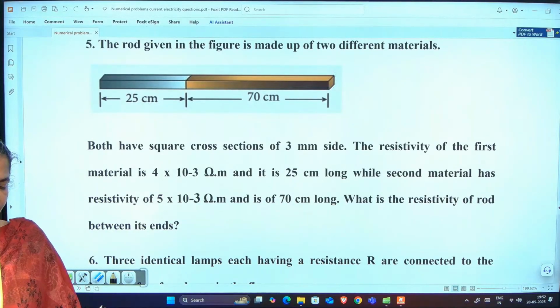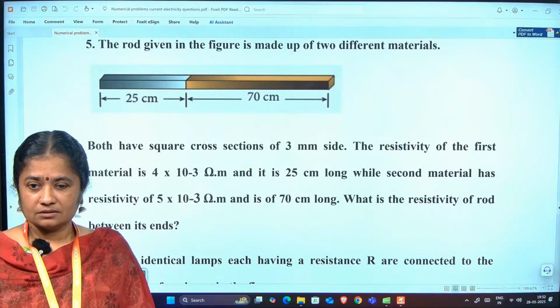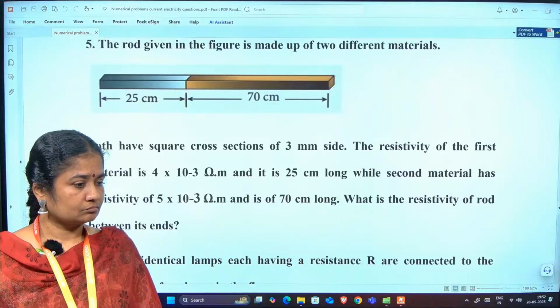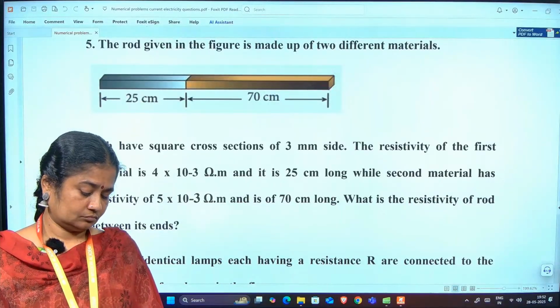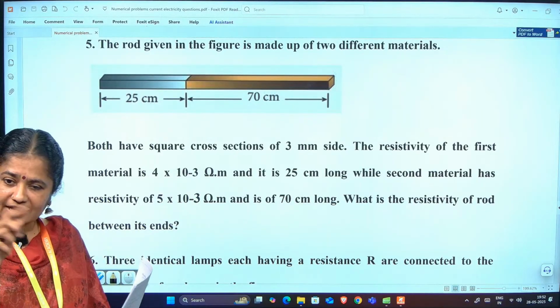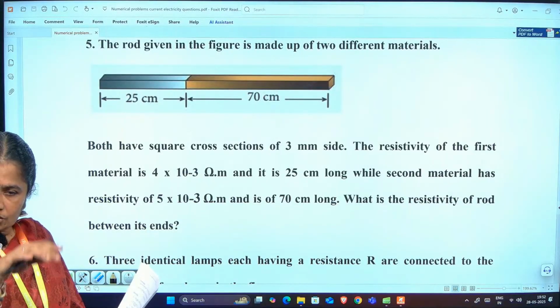They have given us 4.5 into 10 power minus 3 divided by 9 into 10 power minus 6. You're getting 500 ohms. So you got the resistance R as 500 ohms. That will be written as rho L by A. You have to calculate rho.